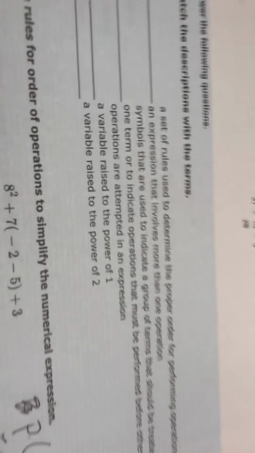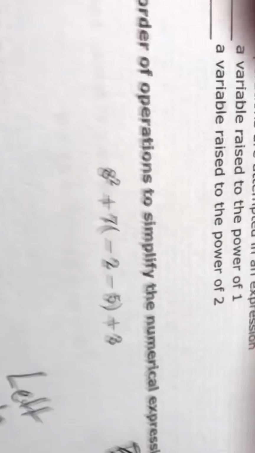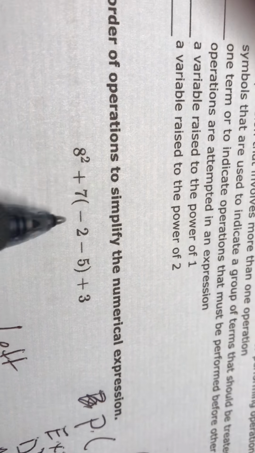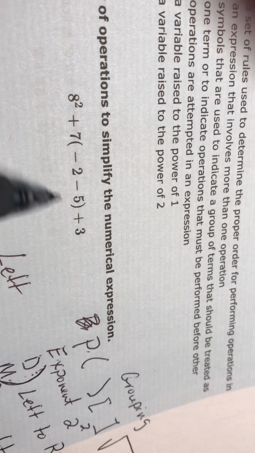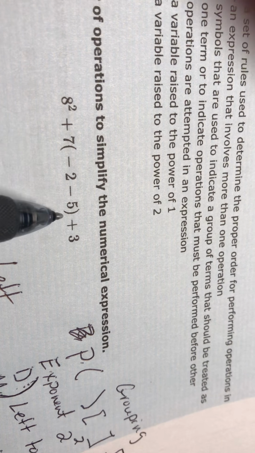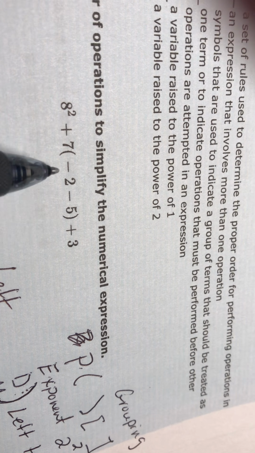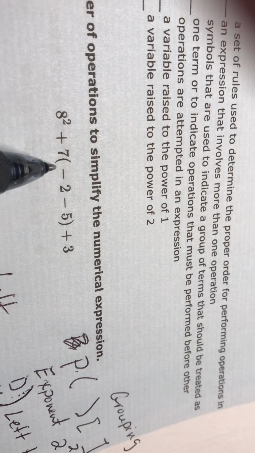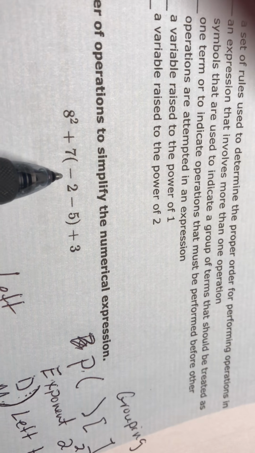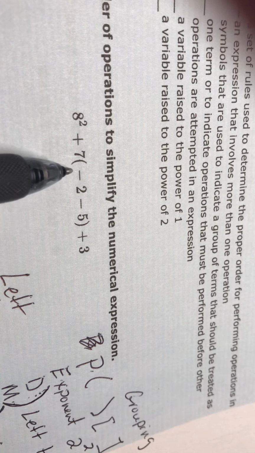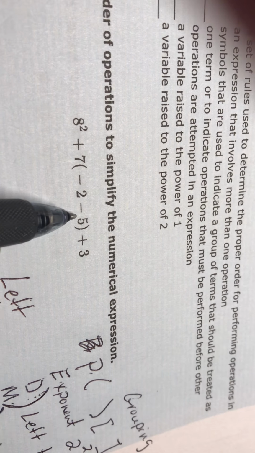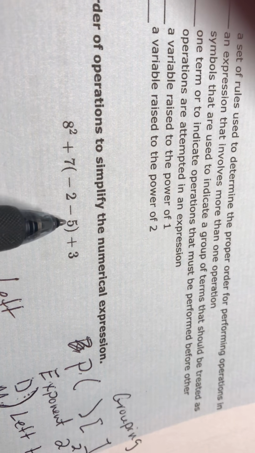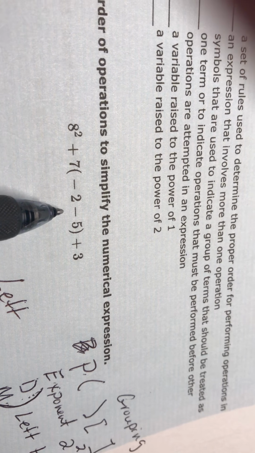Okay? So if we did this problem, the first thing we've got to take care of is our P, or parentheses. We're going to do math inside the parentheses first. So we're going to do -2 minus 5. Use your calculator. I don't want to go into a lesson with positives and negatives right now. If you're not good with positives and negatives, just use your calculator. There's no shame. Okay? So -2 minus 5 is -7.